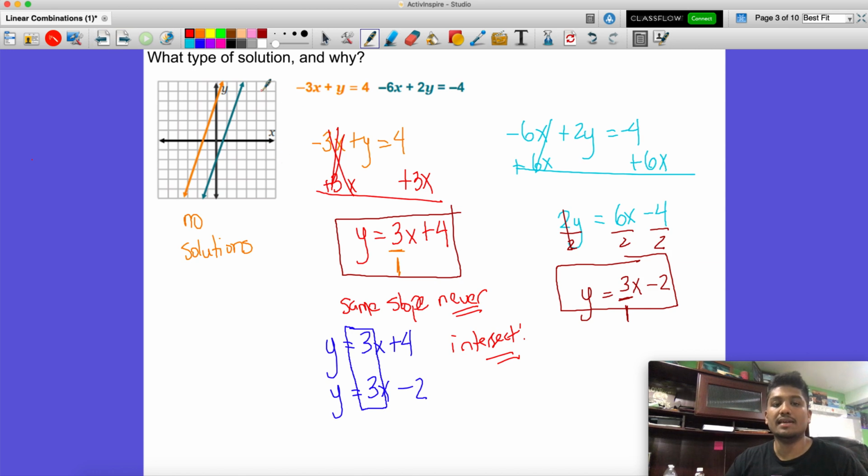Right? We said that if you have two equations and we were to put them into y equals mx plus b form, or the slope-intercept form, if they have the exact same slopes, that means that they will be parallel. As you can see here, they're parallel, so they'll never intersect. If they never meet each other, no solutions.